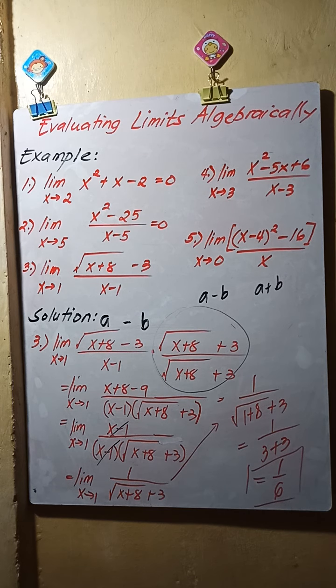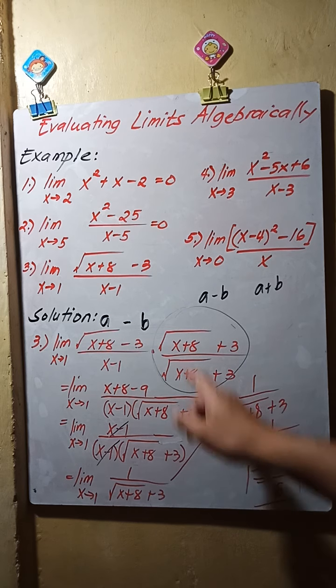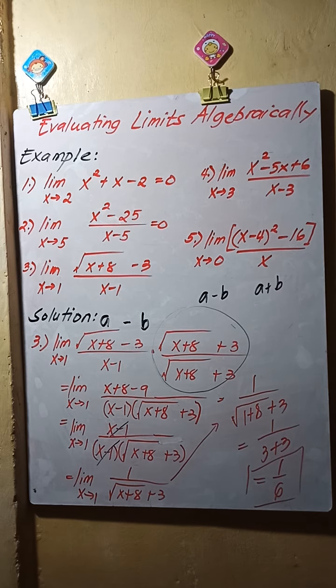Positive 1 over 6. Take note, when you evaluate radical form, you just simply multiply by its conjugate. Use this when you see problems like this. So that is the solution for number 3.